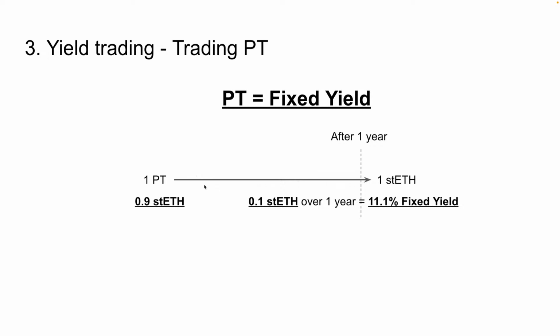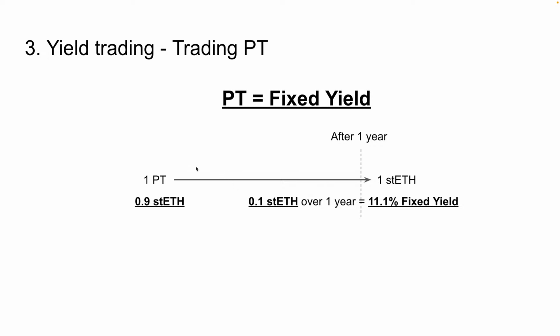That means that we are going to get 0.1 SDE in fixed return over the 1 year. That will translate to 11.1% fixed yield because the capital is 0.9 SDE. And so, yeah, that's how buying and holding PT is basically giving you a fixed yield on your asset.